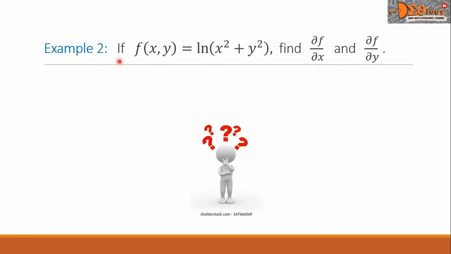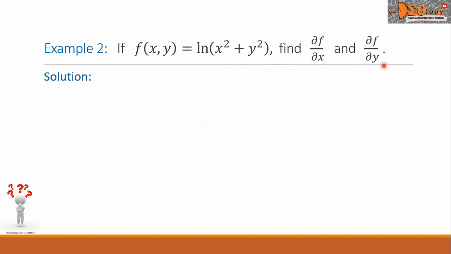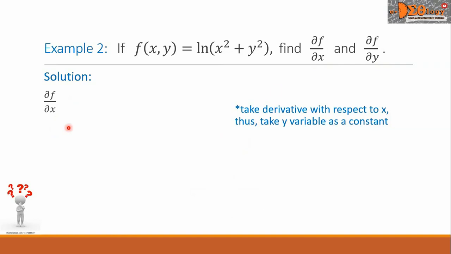Example 2. If function f of x, y equals ln of the function x squared plus y squared, find partial derivative of f with respect to x and partial derivative of f with respect to y. Let's begin with a partial derivative of f with respect to x. We will take derivative of this function with respect to x. Thus, we will take y variable as a constant.